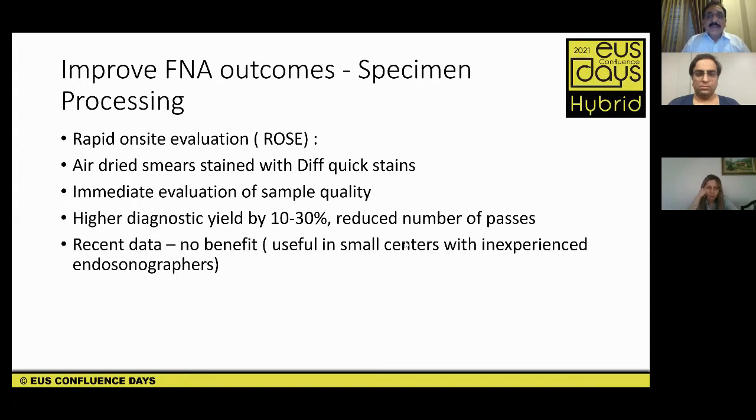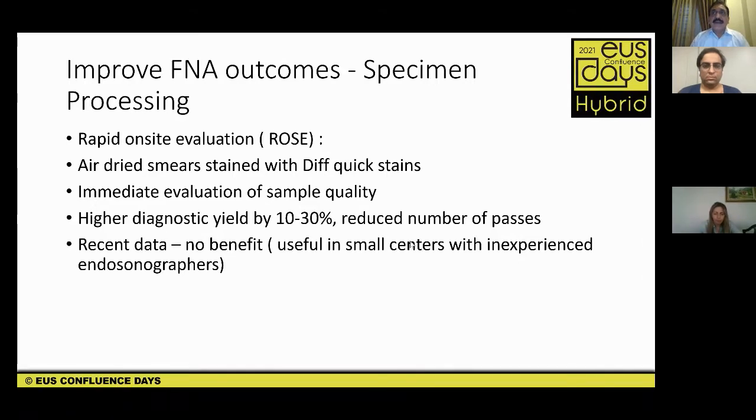While using the needle technique, we need to focus on specimen processing also when it comes out. And the most important of that, which has been discussed extensively, used the majority of the time mainly in the United States, not as commonly in Europe and Asia, is rapid on-site evaluation or ROSE. Here, air-dried smears are obtained with discrete stains, and there is an immediate evaluation of sample quality. It gives higher outcomes. However, if we use an FNB needle and use a cell block preparation, then 90 to 95% of the time diagnosis can be achieved, and hence there is very little use of ROSE in these circumstances.